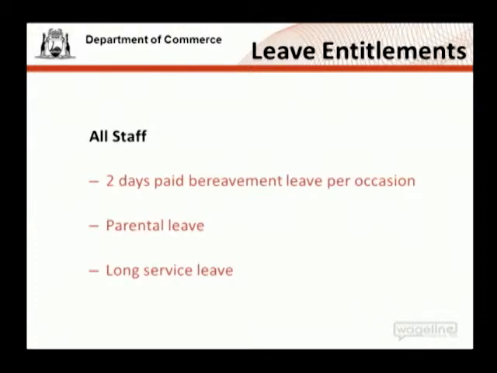Now that's the leave entitlements that only full-time and part-time staff get. But if someone works as a casual, they are also entitled to a few different kinds of leave. Not as many, but a few.